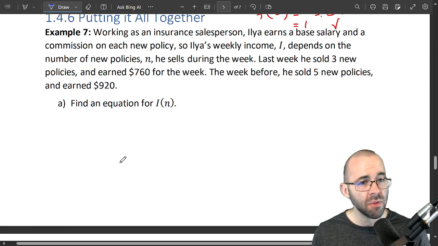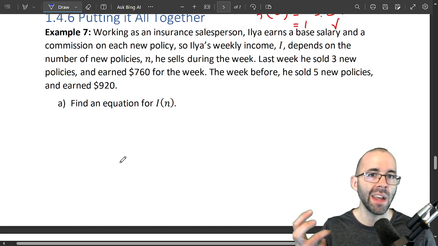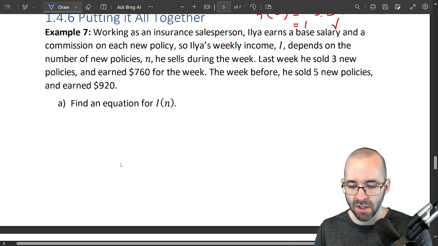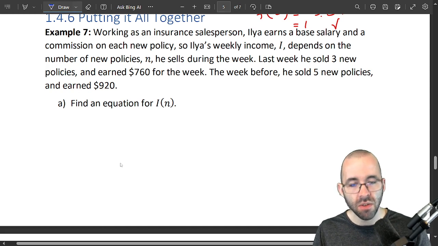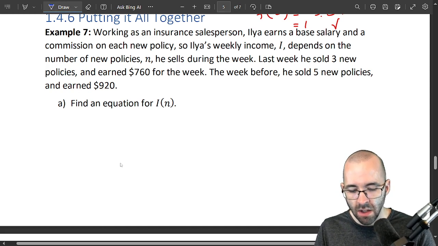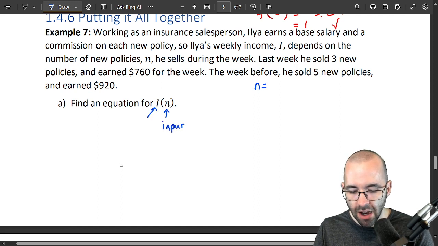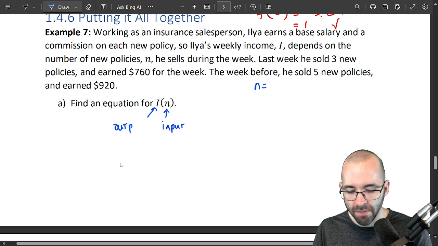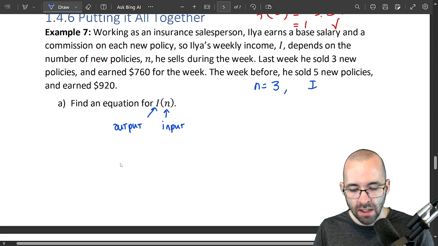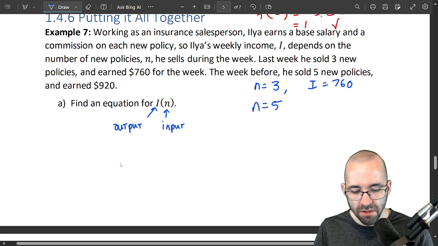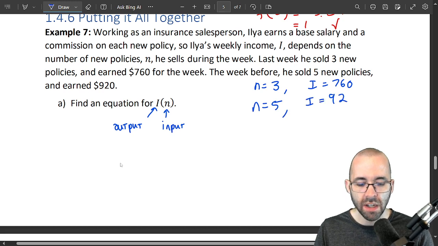Well, I think the most straightforward for this class is just doing things the way we have been doing things. But again, it's your choice. Let's write things as an ordered pair. If the new policies, right, this is our input, new policies, this is our output, income. If the new policy was 3, the income was 760. If the new policy was 5, the income was 920.